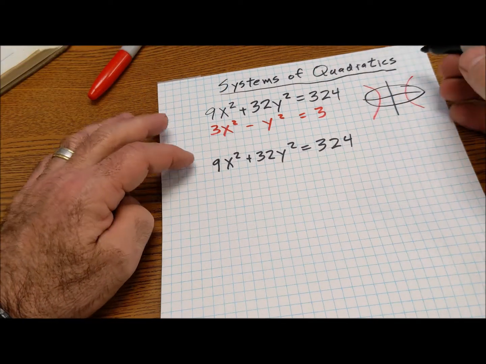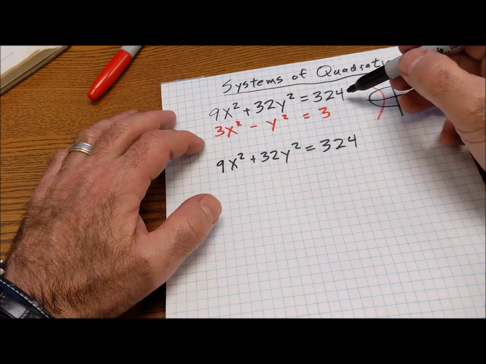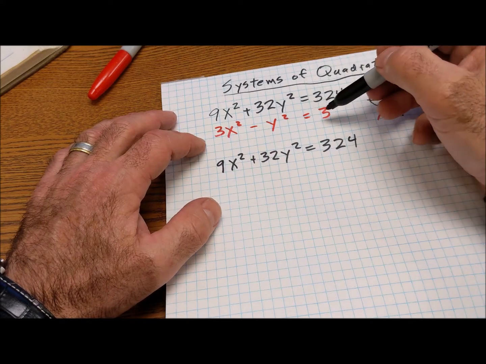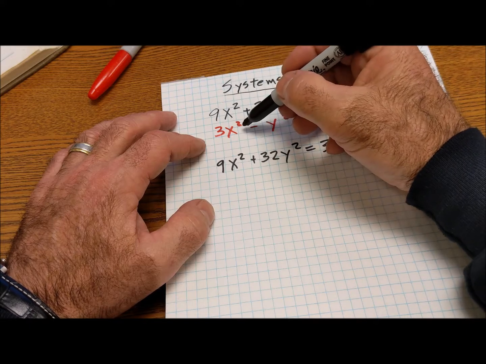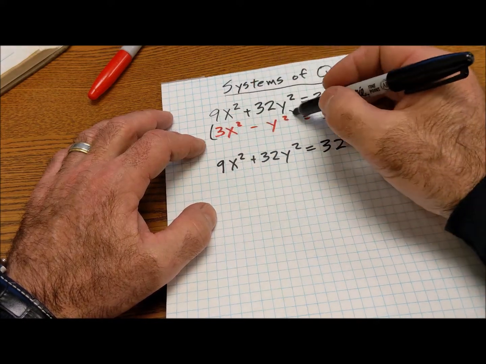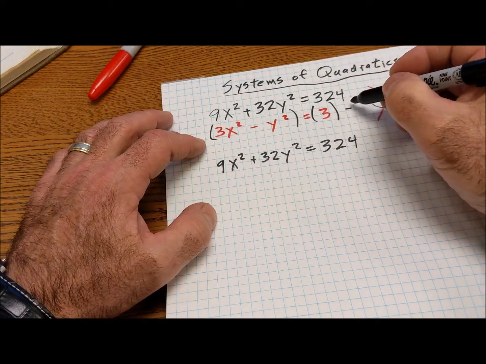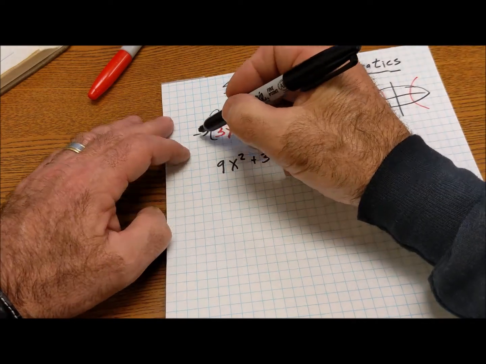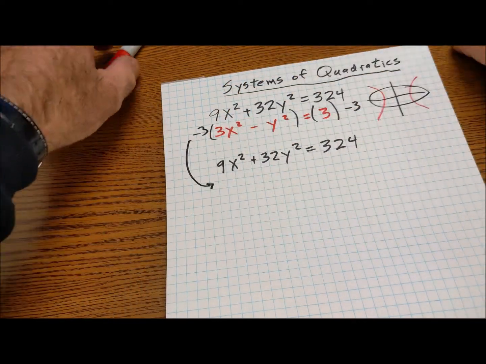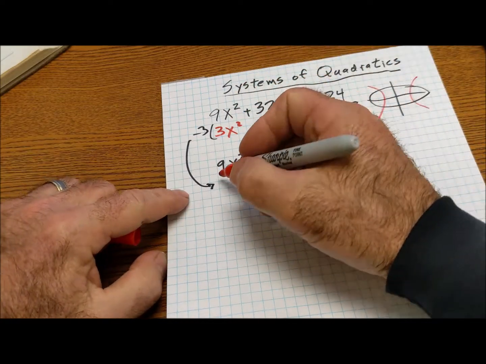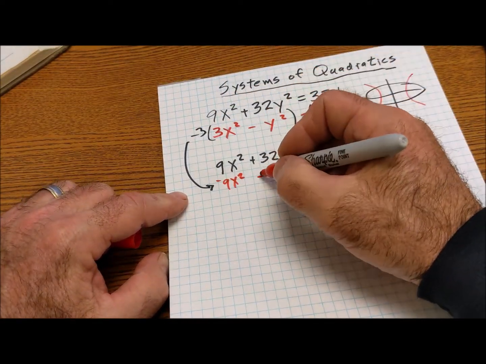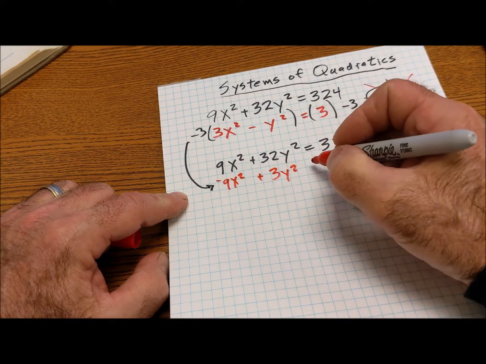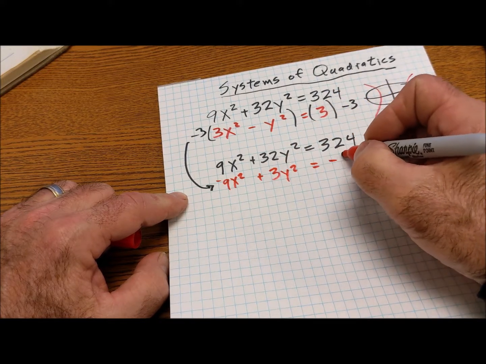I'm going to do this like I do it in linear equations. I'm just going to combine the two and see if I get a term to drop out. I have a 9x squared and 3x squared. I think I'm going to multiply both sides of this equation by negative 3 and then rewrite it down here. So that's going to be negative 9x squared, negative 3 times negative y squared is positive 3y squared, and that's going to be equal to negative 9.